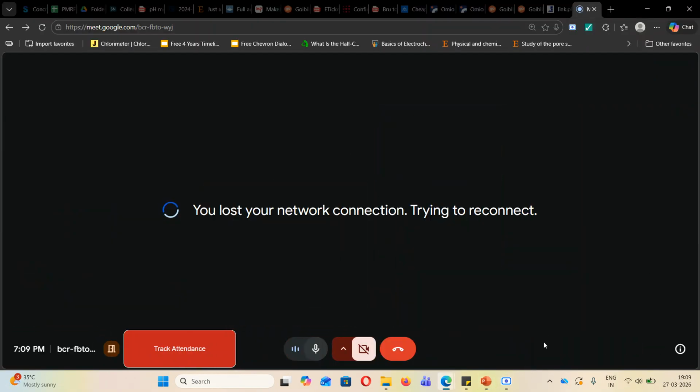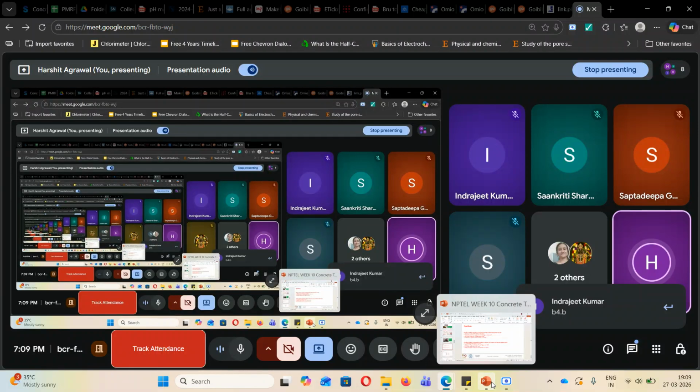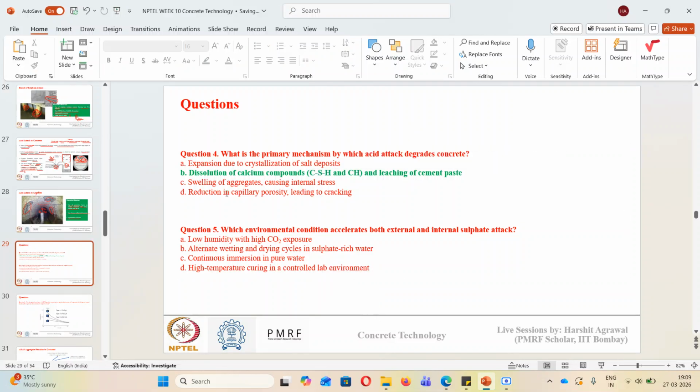Can you tell me the answer for question number 4? Yes, the correct answer is B. We have just seen that due to acid attack, there is degradation of calcium compounds, which are CSH and CH. They incur degradation due to sulfuric acid, which causes softening of the concrete lining.